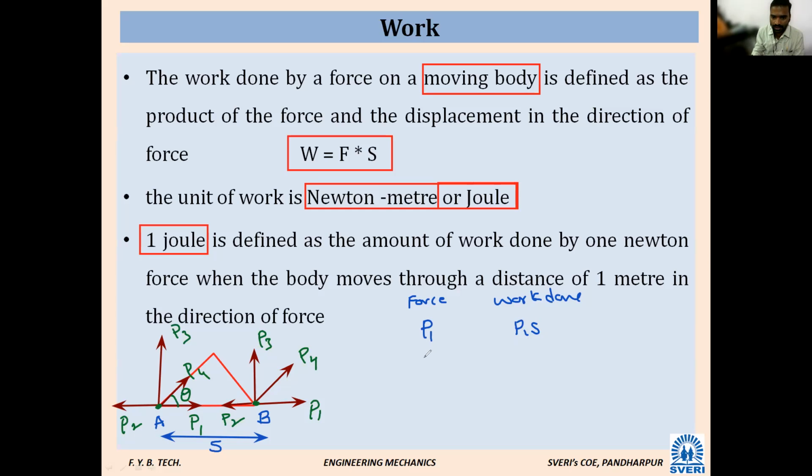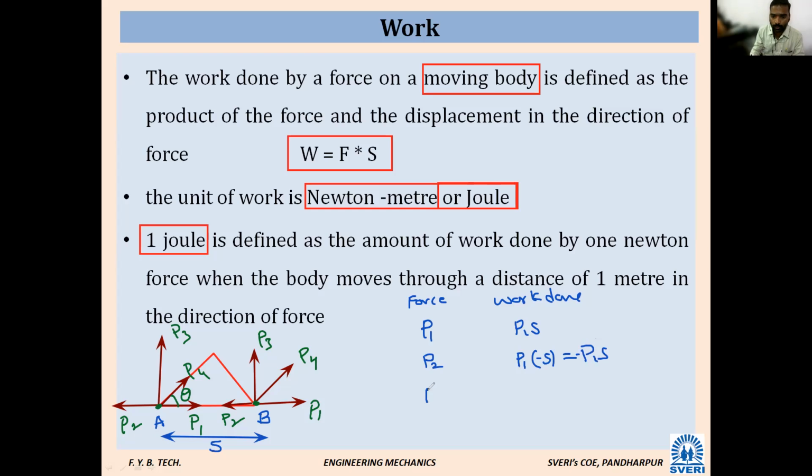Correct? Okay. Next, I will take P2. P2 is in this direction, but displacement is in this direction. Are both in the same direction or opposite direction? Opposite direction. Force is P1, but the displacement is minus S. So work done is minus P1 S. Are you getting it? Why is work done negative? Because the force and the displacement are opposite to each other. They are not along the same direction.